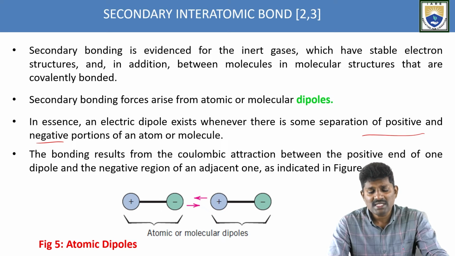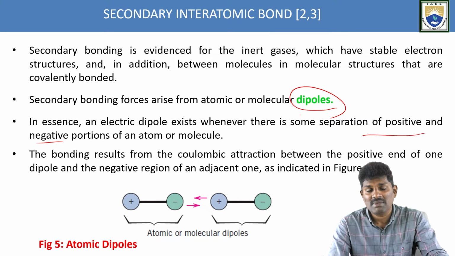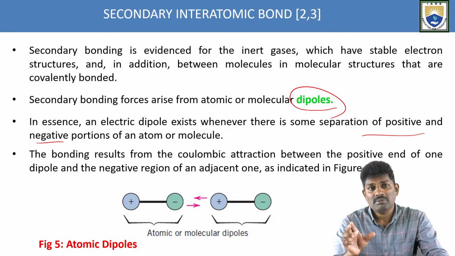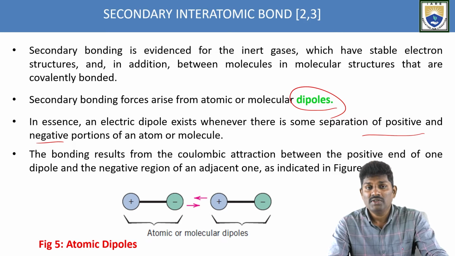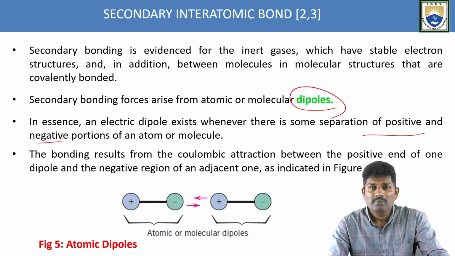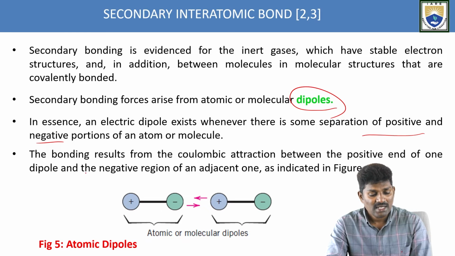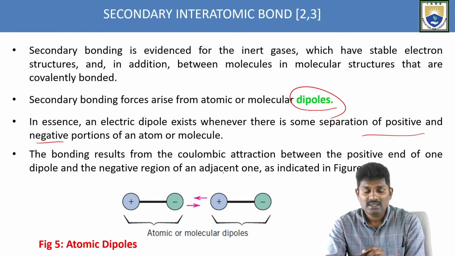In a similar way, what are the dipoles we are using? The dipoles have to be arranged in such a manner that there is a separation between the positive as well as negative charges, so that there is an attraction between these molecules. So because of that, what is happening? The bonding results from the Coulombic attraction between the positive end and the negative region of the dipole, which is arranged adjacent like this.